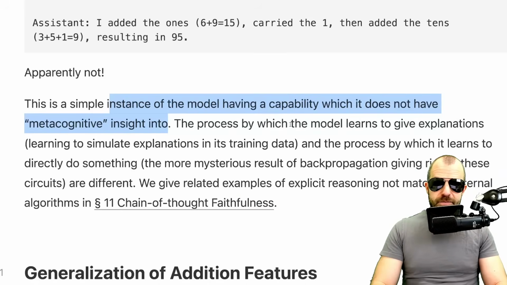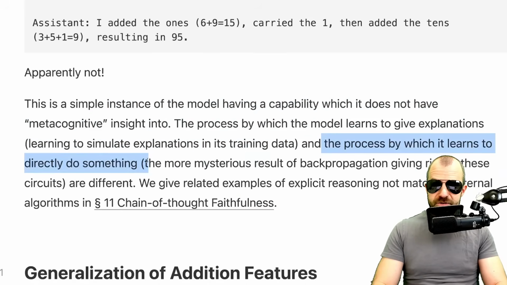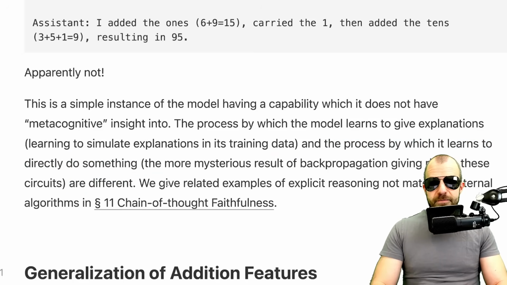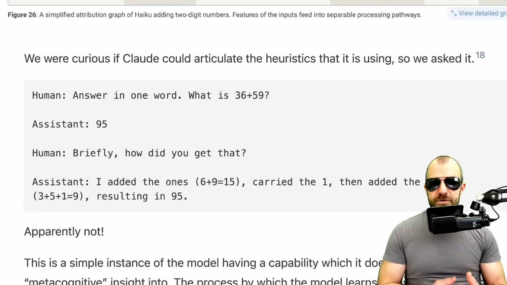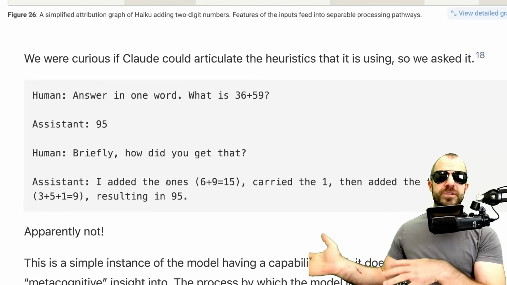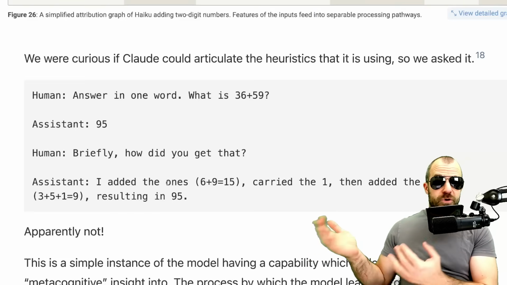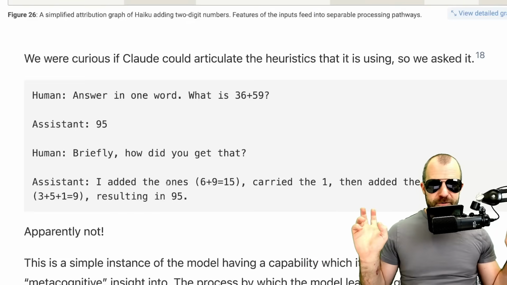The process by which the model learns to give explanations and the process by which it learns to directly do something are different. So this is, in other words, Anthropic's claiming here the model sort of does backward induction, where once the answer is given, it can much more clearly come up with the sort of correct algorithm.